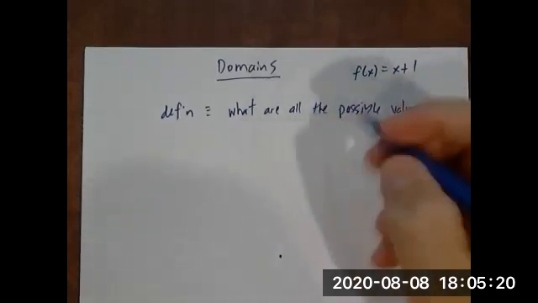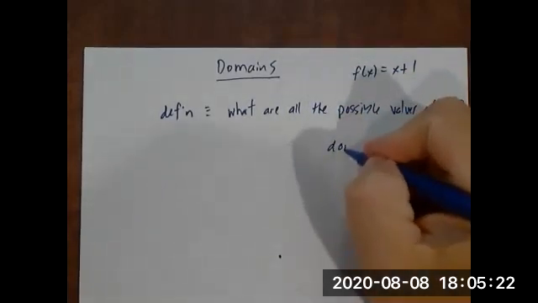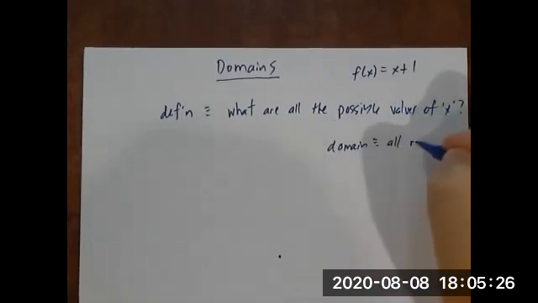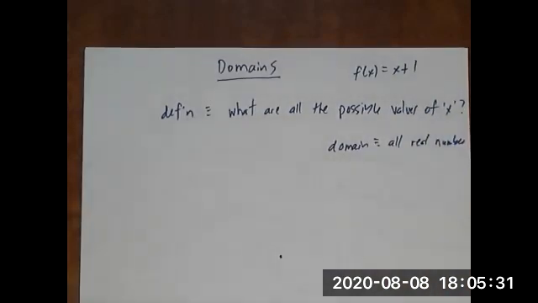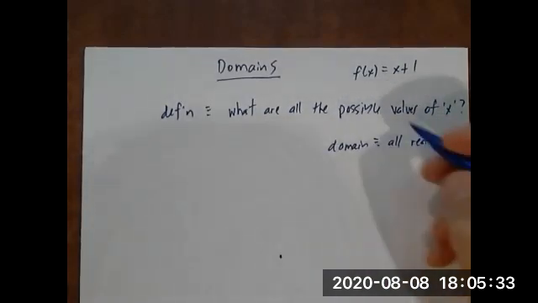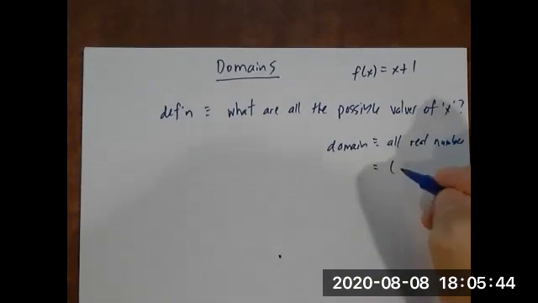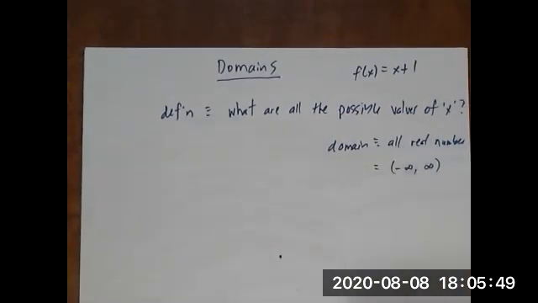So for this function, you would say the domain is all the real numbers. In other words, x can be any number. Now, later on, you'll see that sometimes we like to express domains in interval notation. So the way you express all real numbers as an interval, you basically say you go from -infinity to infinity. That's another way of saying all real numbers.